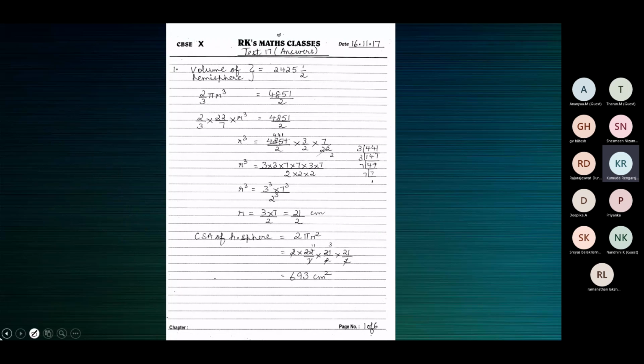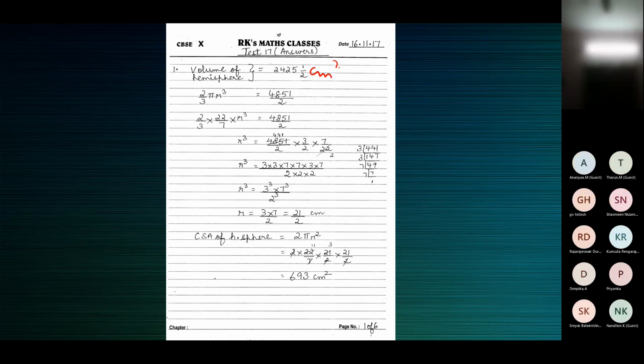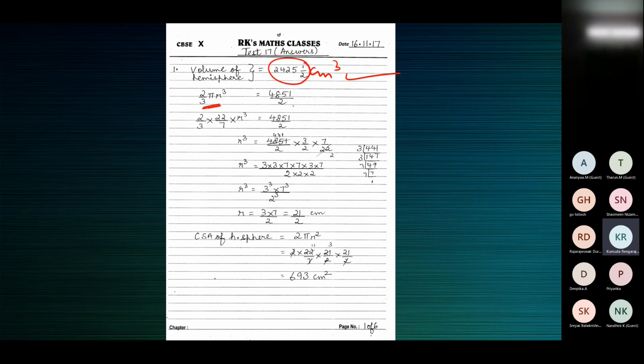In the question, we are given the volume of the hemisphere. It's given to be 2,425.5 centimeter cubed. What is the formula to find the volume of a hemisphere? 2 by 3 pi r cubed. So 2 by 3 pi r cubed is equal to, when you convert this to an improper fraction, 4,851 by 2.